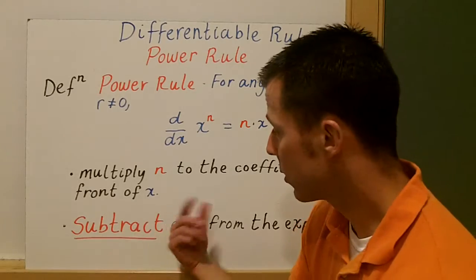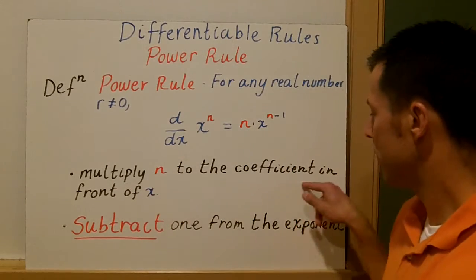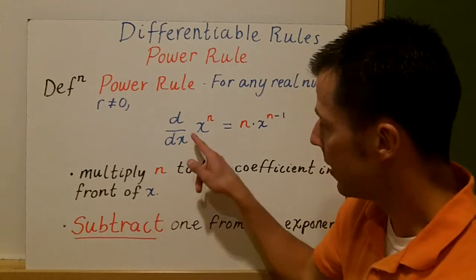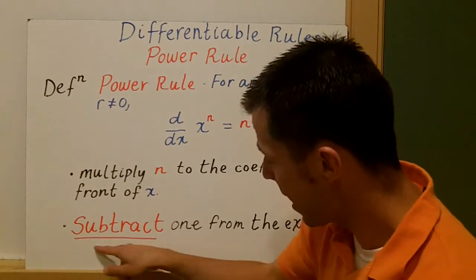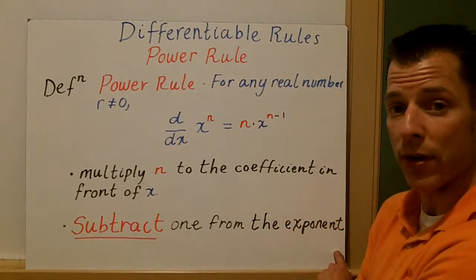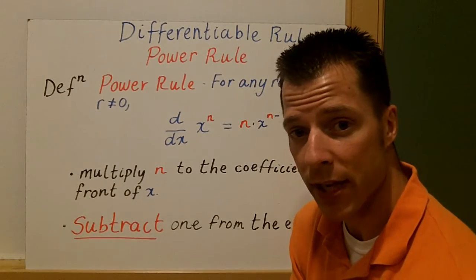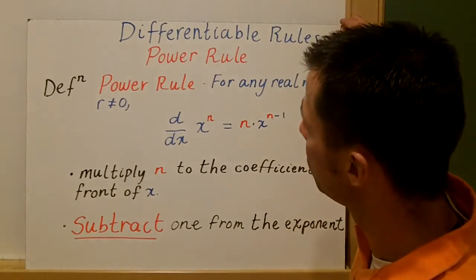And when we look at just a couple notes, you multiply n to the coefficient in front of x. In this case, if you're looking at it, it would be 1. Then you subtract 1 from the exponent. So what we're going to do is look at a couple of examples that use the power rule.